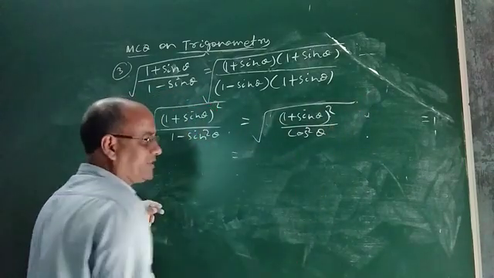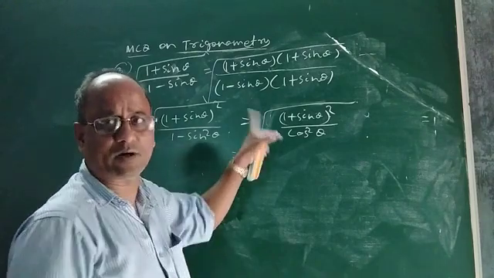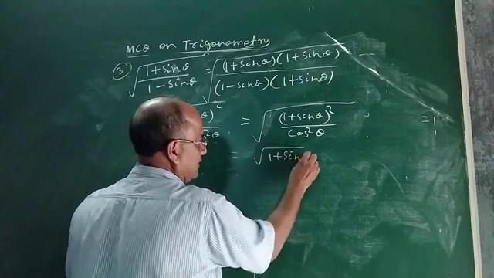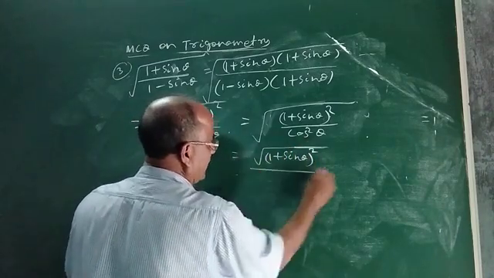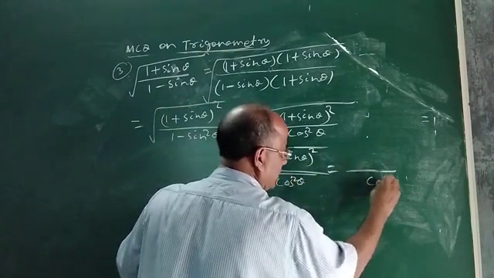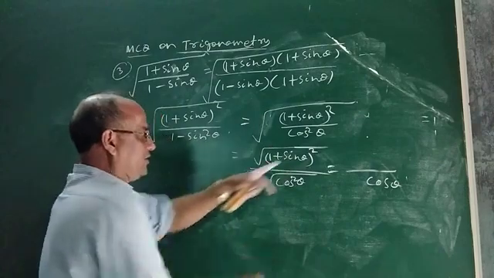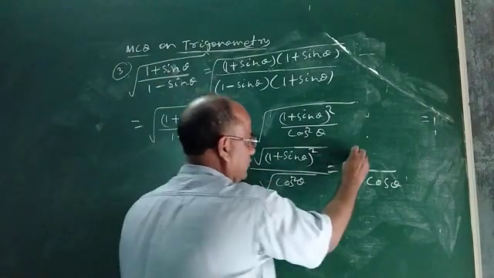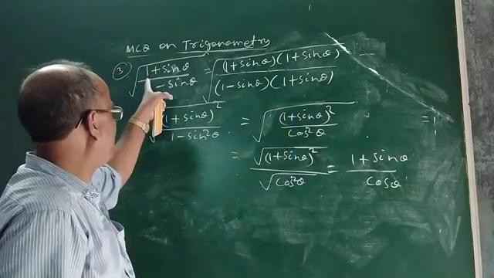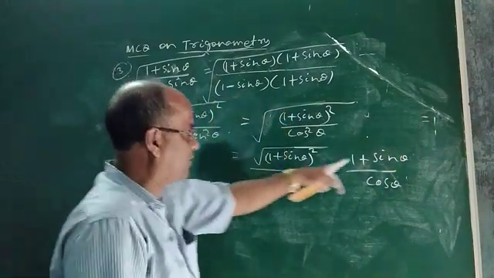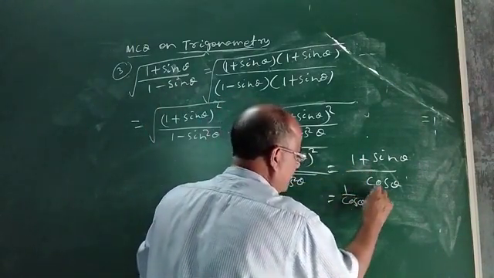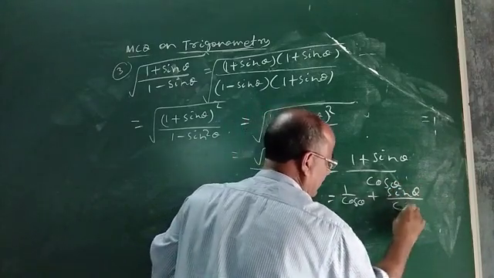Now on further simplification, what will it yield? It will yield the square root of 1 plus sin theta whole square divided by the square root of cos square theta. The square root of cos square theta is no doubt cos theta, and in the numerator you cancel the square and root. So you will get 1 plus sin theta. So the square root of 1 plus sin theta by 1 minus sin theta will be equal to this, and on further simplification, this will be 1 by cos theta plus sin theta by cos theta.